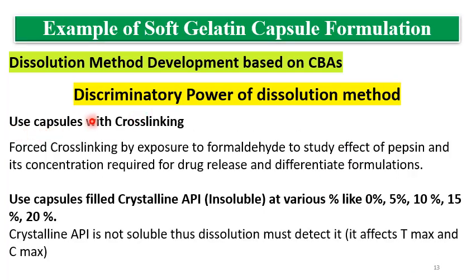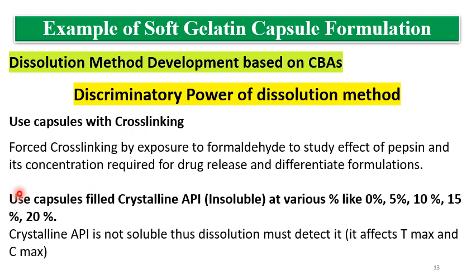Then the discriminatory power of the dissolution method is required to be tested or checked for the developed dissolution method. So for cross-linking CBA, that is the critical bioavailability attribute of cross-linking, the forced cross-linking was done by the exposure to formaldehyde to study the effect of pepsin and its concentration required for the drug release and to differentiate the formulations. So this is for the cross-linking.